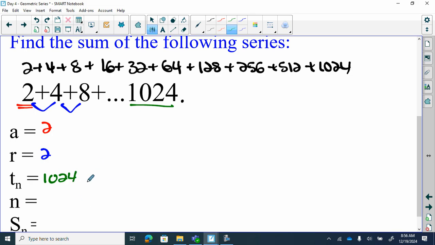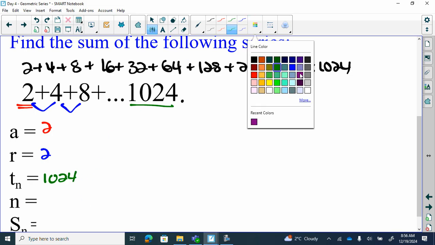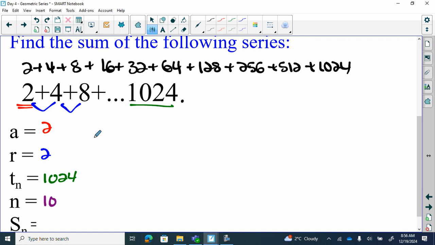N, what's the number of terms? It's 10. I know it's 10 because I just count those right there. How could you find n? How could you prove that n was 10? Suppose you didn't want to do this, because if there's like 60 terms, I don't want to write 60 numbers down. I want another option for figuring out n to be 60.